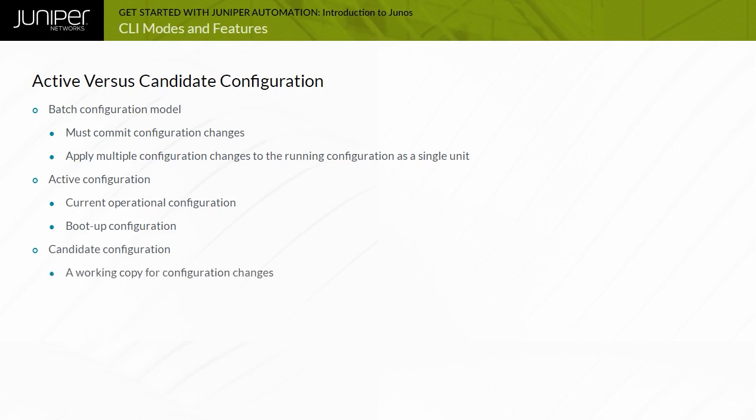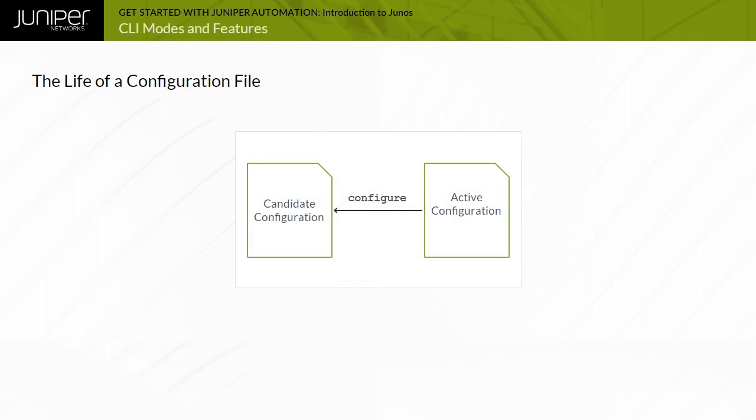When you configure a device running Junos OS, the software creates a candidate configuration and initially populates it with the copy of the active configuration running on that device. You then modify the candidate configuration. Once satisfied with your modifications, you can commit the changes. This action causes the candidate configuration to become the active configuration. The Configure command causes a candidate configuration to be created and populated with the contents of the active configuration. You can then modify the candidate configuration with your changes.